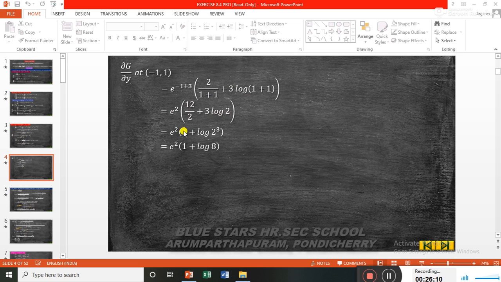Therefore I take e square into 2 by 2 is 1, plus log of this, the 3 I write in the power. So a multiplication of any number in the log, we write in the power. So log of 2 power 3, that means log 8. Therefore e square into 1 plus log 8. This is the answer for dou g by dou y.